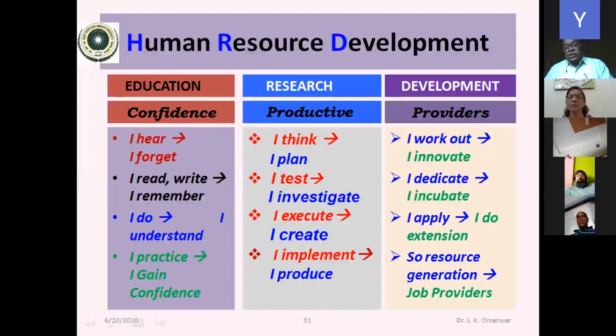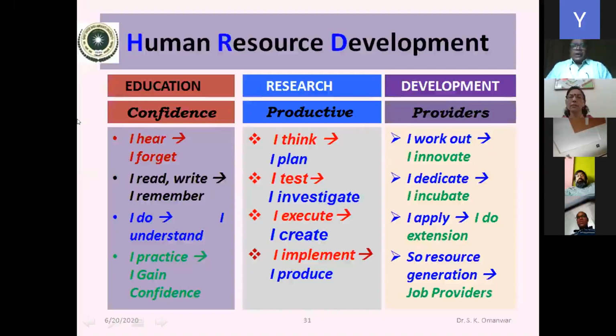So resource generation is nothing but job providers. Real development will be done only when we make our products Atmanirbhar, as rightly pointed out by Dr. Modi sir in his keynote address that we should be Atmanirbhar. And then only can we grow our economy and depend on ourselves.